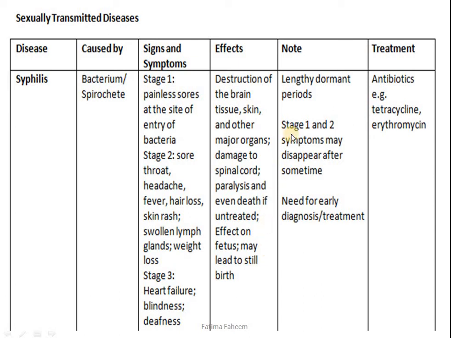Lengthy dormant periods are seen in this disease, where most of the time the bacteria is not very active. Stage 1 and 2 symptoms may disappear after some time, and there is a need for early diagnosis and treatment. The treatment involves the use of antibiotics, of course, since the disease is caused by a bacterium. Antibiotics which are given in this disease are tetracycline and erythromycin, and also their derivatives.